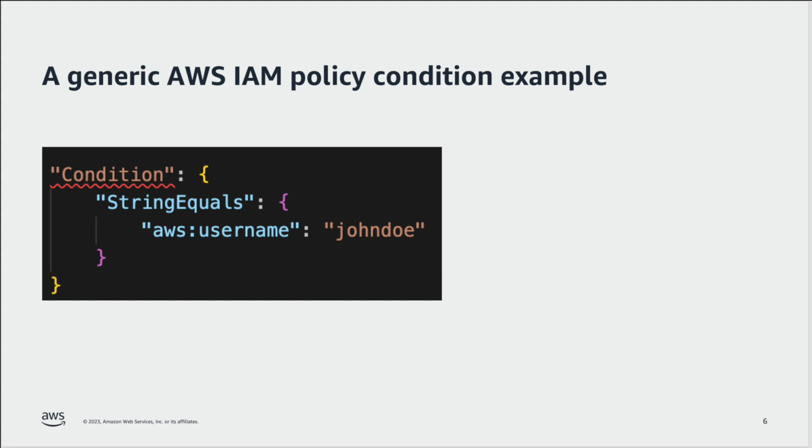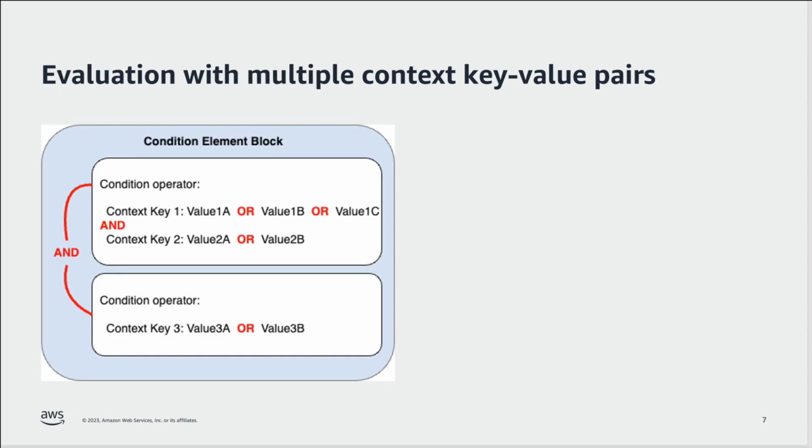What if you want to apply multiple conditions to a policy? This diagram illustrates the evaluation logic for condition element blocks. Note that multiple context key value pairs are evaluated with a logical AND. This will be important later in the demo. Multiple key values, like aws:username John Doe in the previous example, are evaluated with a logical OR. Multiple condition operators, like string equals in the previous example, evaluate with a logical AND.